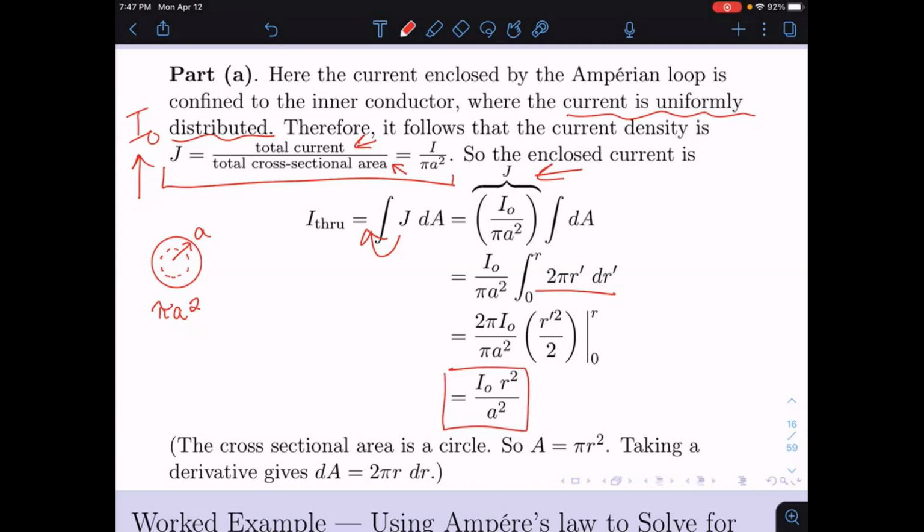Which makes sense, right? The current is uniformly distributed. That means J will be the same everywhere, so it makes sense that I would have that ratio. That ratio has got to hold consistent. So for r less than a, this is my current, the ratio of my current for r less than a. Any questions about that first part there? There's 3 more, but just check and make sure that this one makes sense, just the first part.